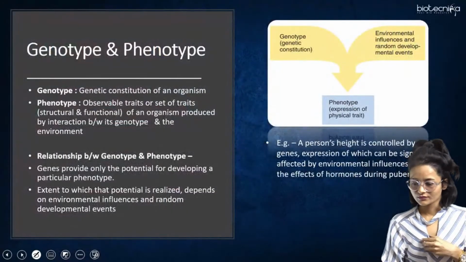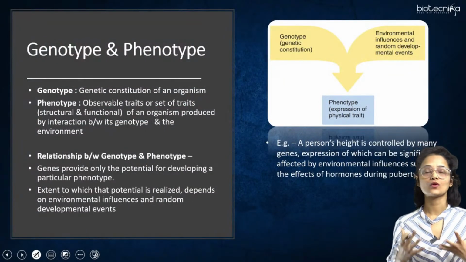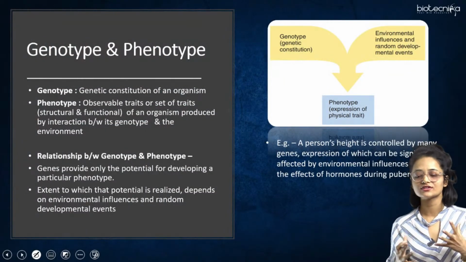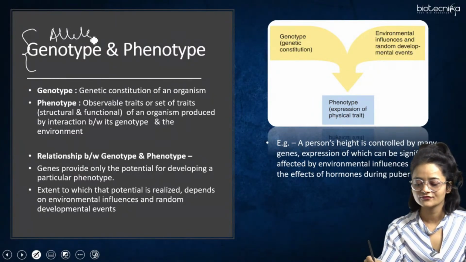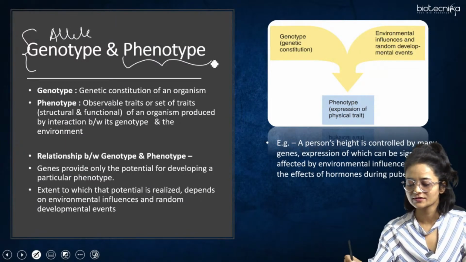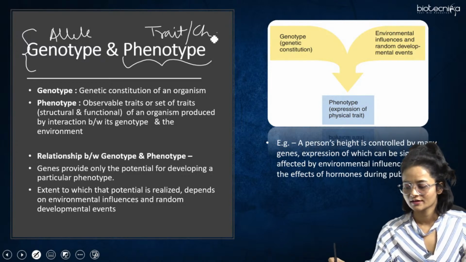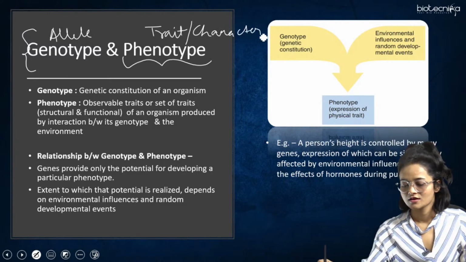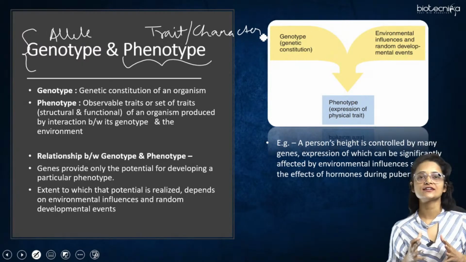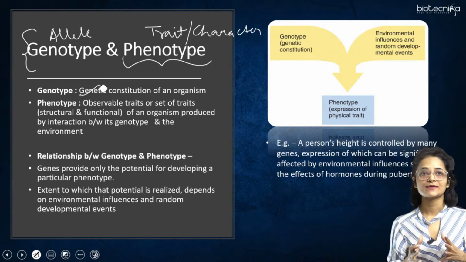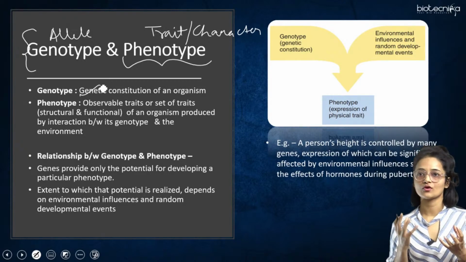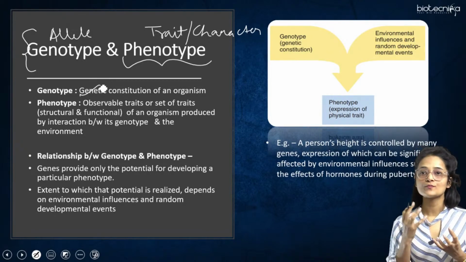So then we'll be understanding what genotype and phenotype are, right? This is regarding the same thing only. So genotype is related to allele only, in a different form we are studying here, and phenotype is related to the trait, or the character. So here it says that genotype is the genetic constitution of an organism, right? Phenotype is the observable trait.